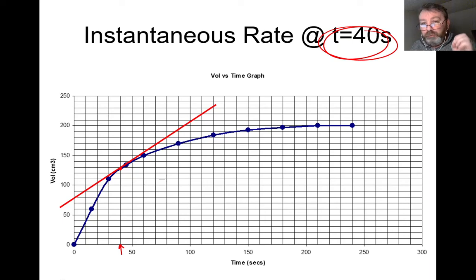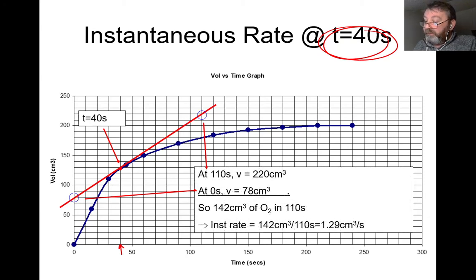Next, take 2 points, easily readable points on that line. Let's take this point here and this point here. Now let's take their coordinates. This point here is 0, 80, roughly. And this point here is 110, 220. So you've got 110, 220 at that point, and this one here, 0, 80. So take those 2 points together. 110, 220, that's the first one, and 0, 78. Well, it's 78 because it's a little bit less than 80.